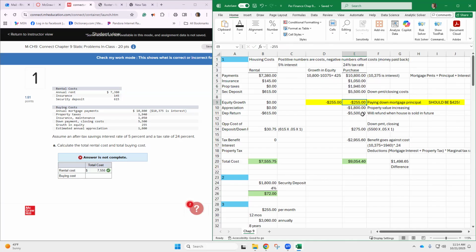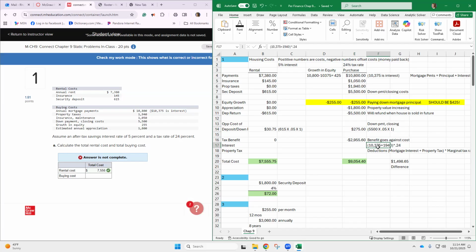There's that equity growth that they put, but it's not correct. It should be 425. There's the value of the property going up in 1 year. There is the refund of the down payment. There's the opportunity cost of that $5,500 at 5% for a year. And then finally, this is the last benefit. This is the tax benefit.